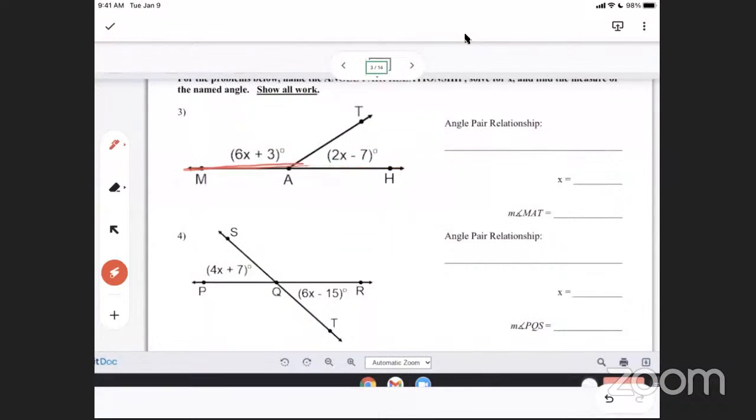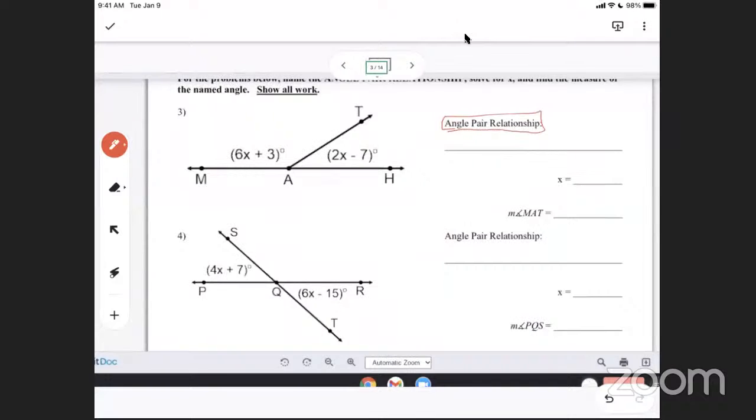That bottom one, we can assume that's a straight line. And what do we know about straight lines? They equal 180 degrees. That's right. So what's the angle pair relationship? Remember what that's called when they equal 180 degrees?